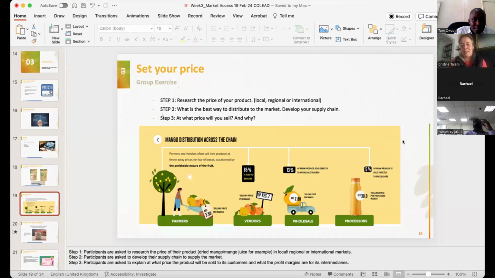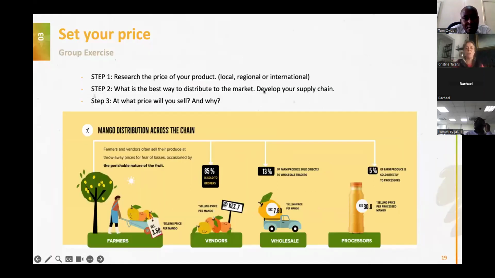So okay, what we're going to do now is a group exercise. I'm going to split you into 3 groups, and we're going to price the product, which is mango. It's based on a case study. So what I want you to do is to research the price for your products, local, regional, or international. Think about what is the best way to distribute to the market and develop the supply chain. But actually, what we're going to do in this particular exercise is decide at what price you're going to sell and why. We would have done 1 and 2 if we'd had a bit more time, but we're a bit tight on time.